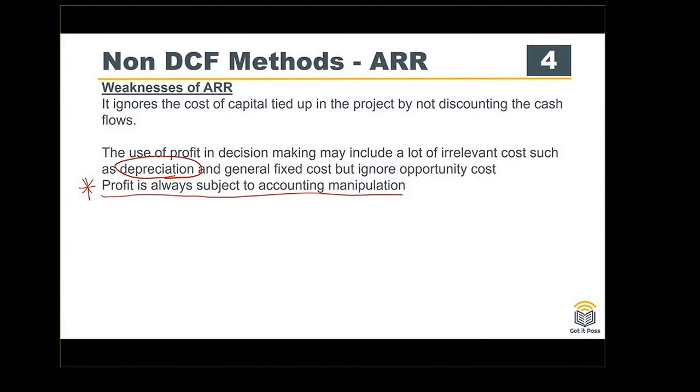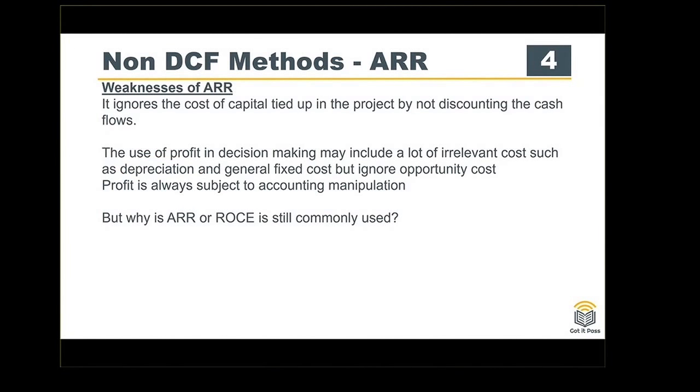It's always subject to accounting manipulation. The example I share with you is not about teaching you how to get the numbers correctly or not. The most important concept that I would like to share is this: profit is always subject to accounting manipulation under non-DCF methods like ROCE, the return on capital employed. But why is ROCE or accounting rate of return still commonly used? Here you think.